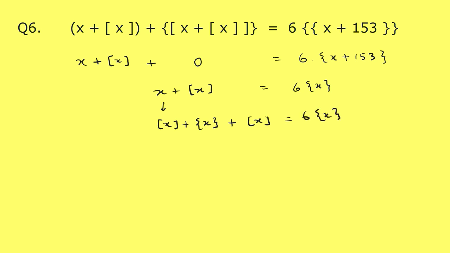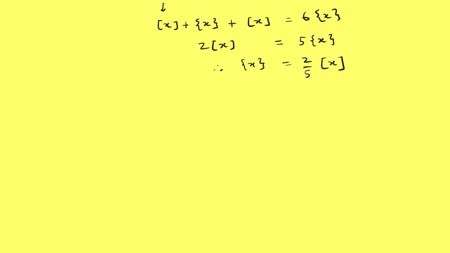Collecting like terms on the two sides, you will have 2 times greatest integer x is equal to 5 times fractional part x. Now this equation contains both the fractional part as well as the greatest integer, so we use a technique like this. We write fractional part is 2 by 5 of greatest integer x, and we know the fractional part is between 0 and 1. It can never be negative, it can never be more than 1. And secondly, we know that greatest integer x is nothing but an integer.